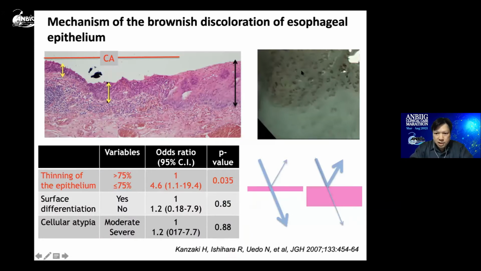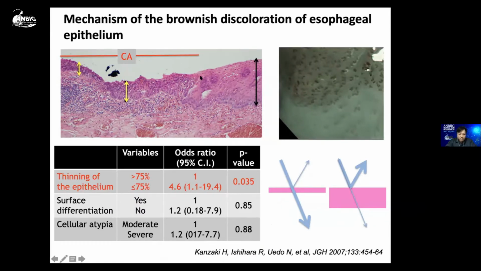For the suspicious lesion, after switching to the NBI, the background will change to a brownish background, and the microvessels will be visualized more clearly. The mechanism of the brownish color change of the esophageal epithelium is that when the cells change to dysplasia, the layer of the epithelium will decrease, so the reflection of the light will also decrease. So after switching on NBI, you will see a brownish area.